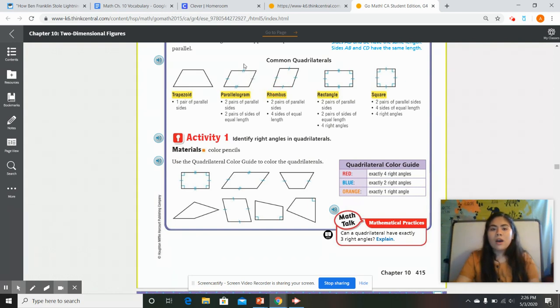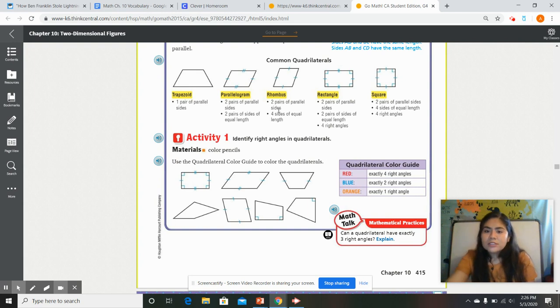Now, your lesson today is going to be about classifying and identifying quadrilaterals. A lot of these quadrilaterals have a lot of the same characteristics. For example, a rhombus and a parallelogram both have two pairs of parallel sides, but there's usually something that's different about each of them, even if they have one thing in common.